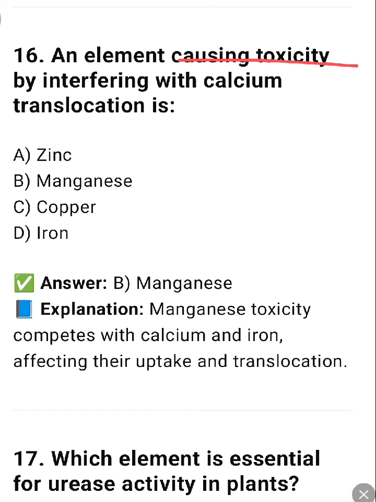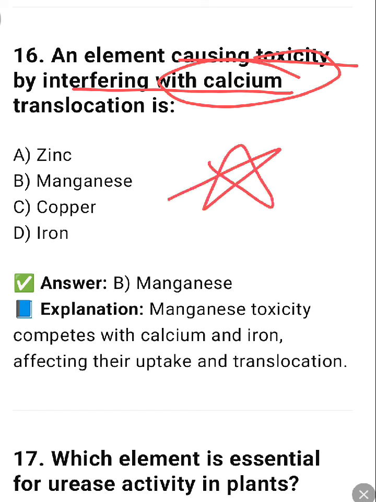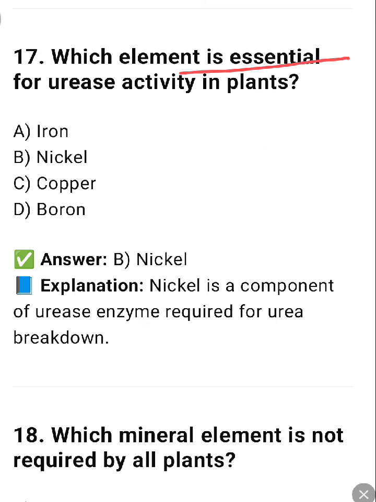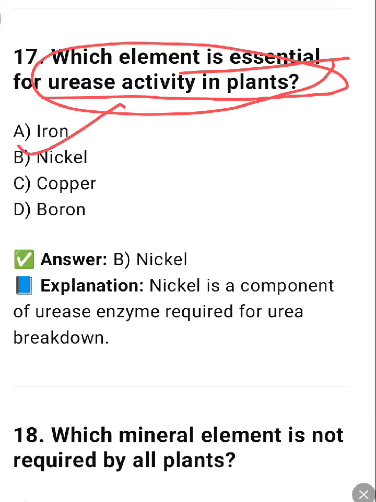An element causing toxicity by interfering with calcium translocation. So it is manganese. Manganese toxicity competes with calcium and iron, affecting their uptake and translocation. So option number B is the right answer. Which element is essential for urease activity in plants? So it is nickel. Option number B.